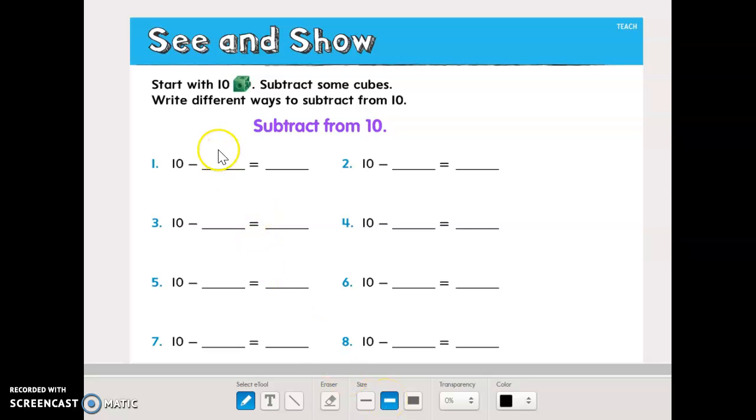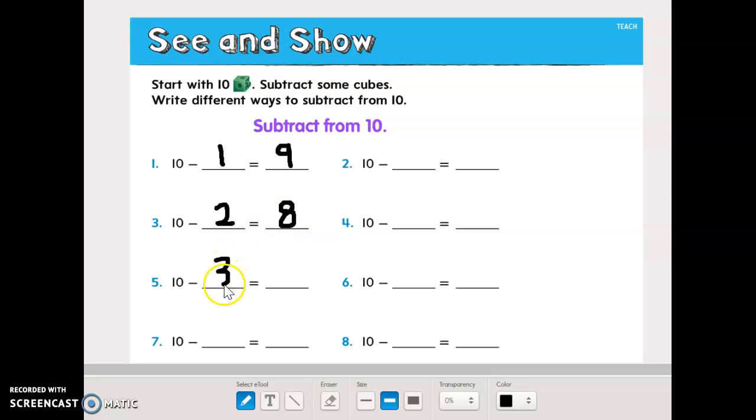All right, so 10, and we're going to start with take away 1. And we know when we take 1 away from 10, we end up with the number right next to it, which is below it, number 9. Then let's take 2, and you see my pattern. There it is. The answer is 8. 10 take away 2 is 8.